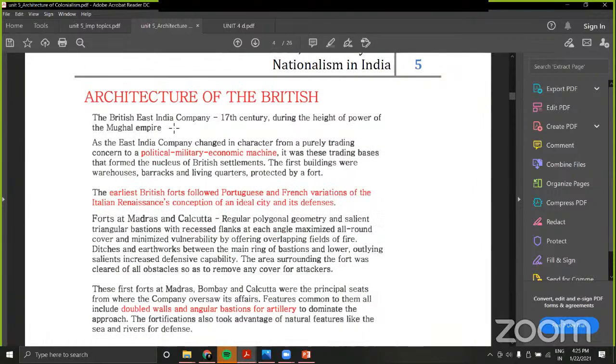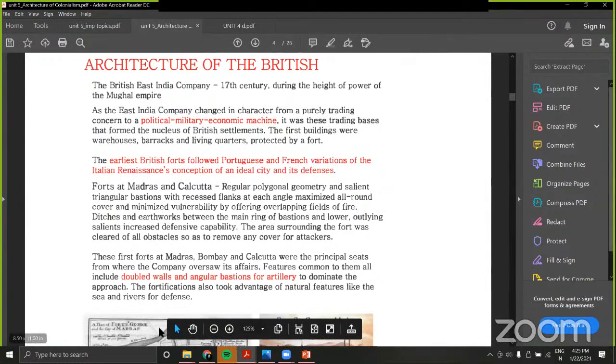So, architecture of the British. Basically, the British East India Company started in the 17th century during the height of power of the Mughal Empire, as the English East India Company changed its character from a purely trading concern to a political, military, and economic mission. It was a state in the form of British settlement. The earlier British forts followed the Portuguese and French variations of the Italian Renaissance conception of an ideal city and its defenses.